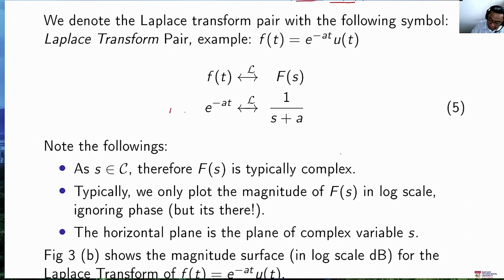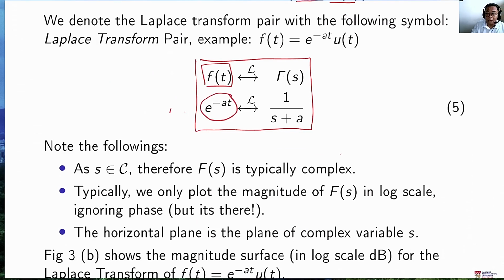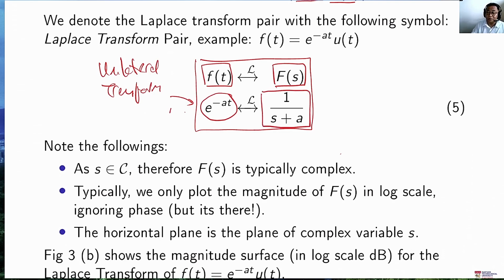Typically, if you are an engineer, you go to a lookup table, and on the left hand side you have the function in time. You'll find the signal you are interested in. Now the signal just says e minus at, it doesn't write ut, but typically if this table says that I am a unilateral transform, then what it is assuming is that the signal only exists on the right hand side of time. So e minus at on the left, and then on the right hand side is the corresponding Laplace transform pair of the signal, and here it shows that this is the Laplace transform of e minus at ut.